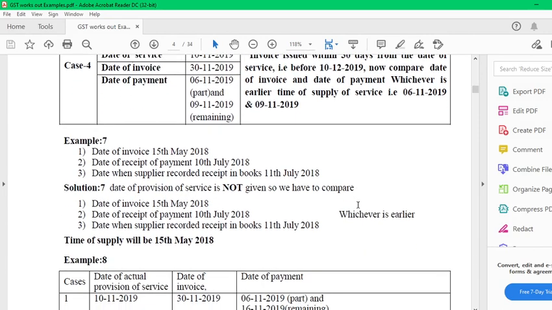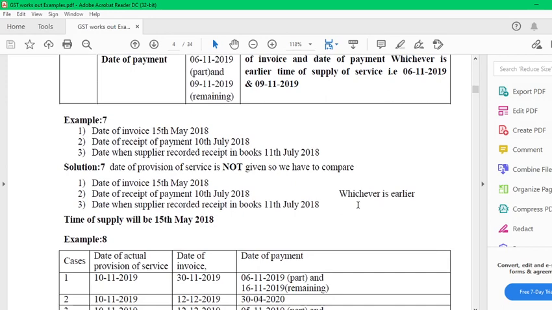Example 7. Date of invoice 15th May 2018. Date of receipt of payment 10/11/18. Date when supply is recorded in the books is 11/2018. In this case, the date of provision of service is not there. Only the invoice date, receipt and record are there. Under such cases, we have to compare the date of invoice, the date of receipt, and the date when the supplier records it in the books, 11 July 2018. The earliest date, 15th May 2018, would be taken into account as the time of supply.